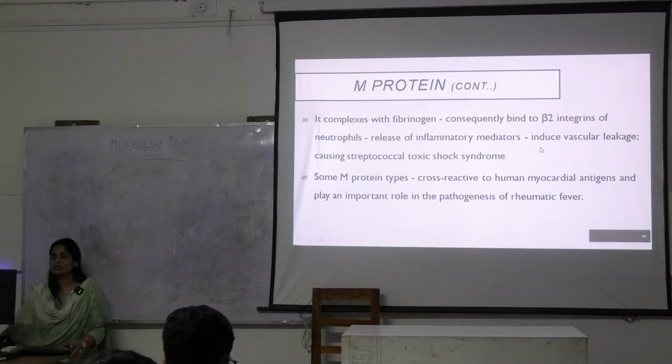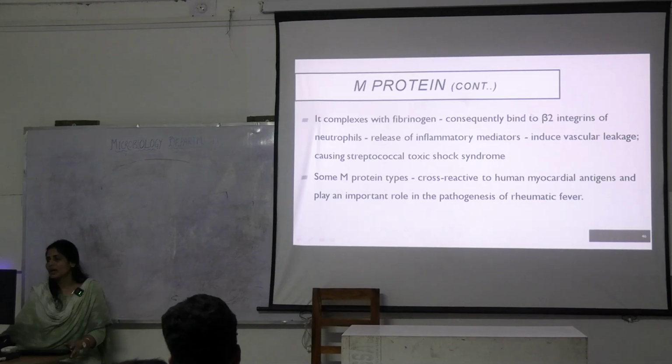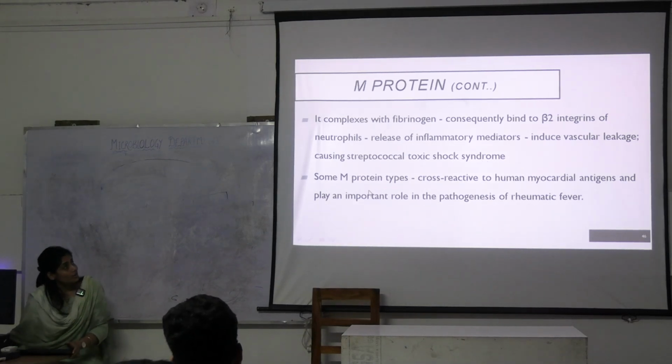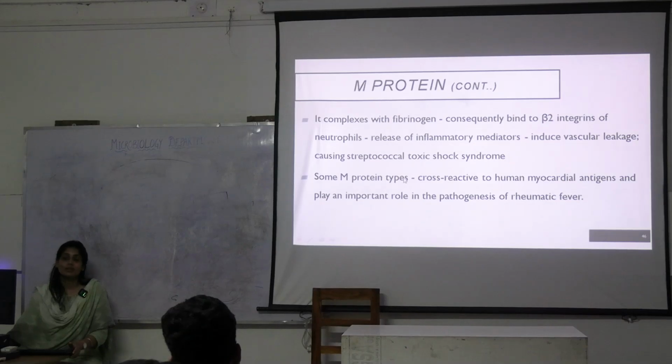I told you about toxic shock syndrome. What was happening in toxic shock syndrome? The patient was going into hypotension, shock-like status, bradycardia, right? Why does it happen? This protein complexes with fibrinogen and binds with neutrophils. The ultimate reaction is release of inflammatory mediators causing vascular damage and changes in the vascular system leading to hypotension.